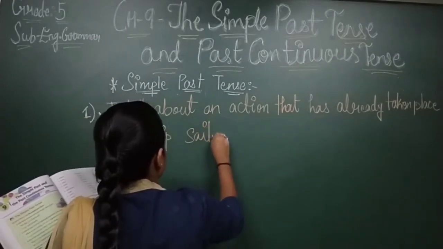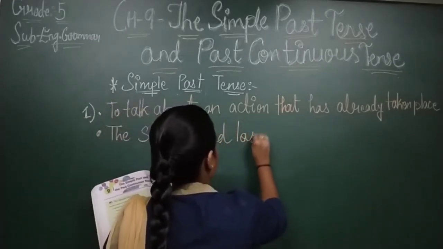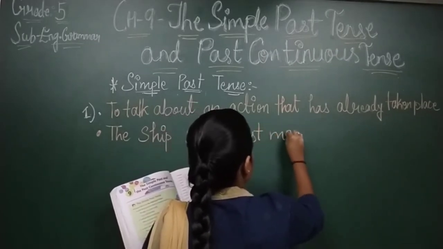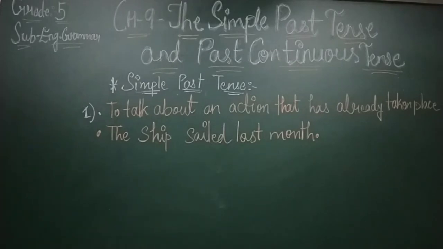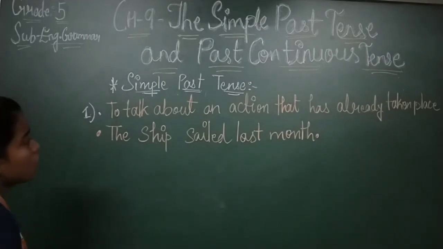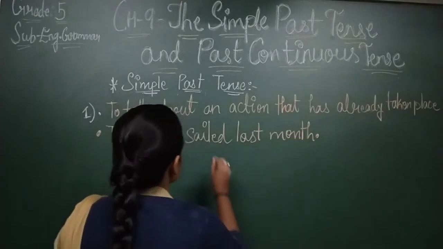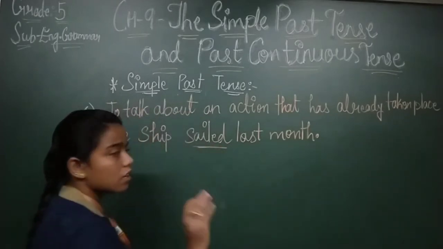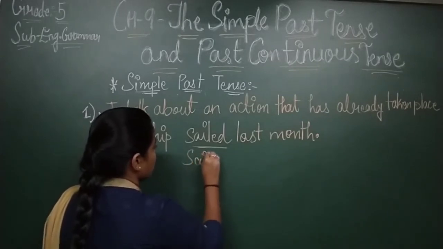The ship sailed last month. Yeah, the ship sailed last month. So here, what is the action verb, students? What is the action word here? Sail. If it were in the present, it would be sail.